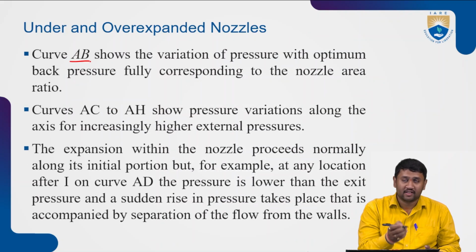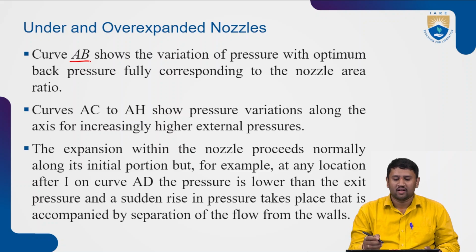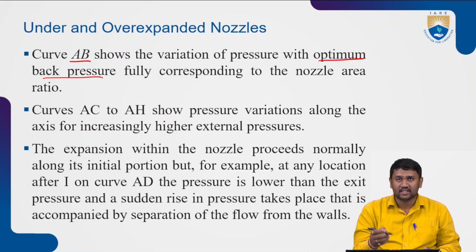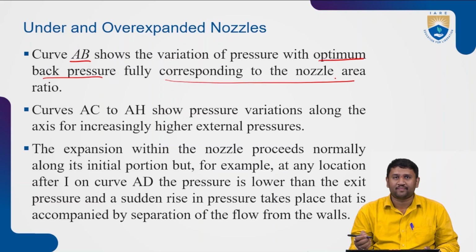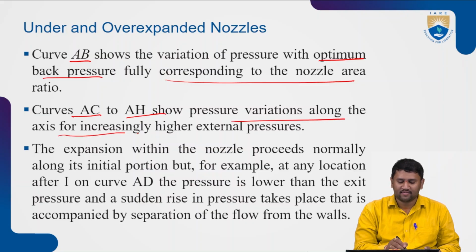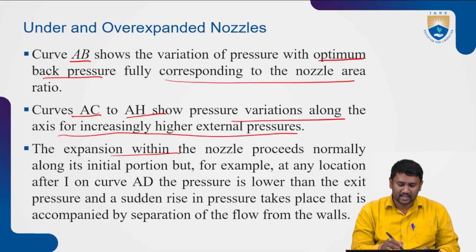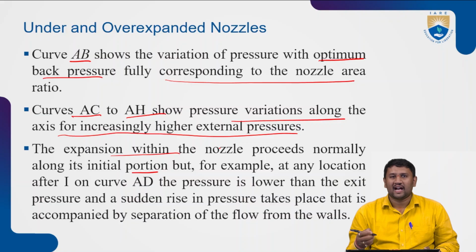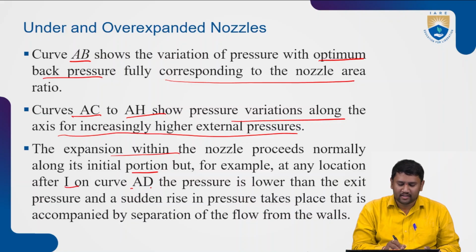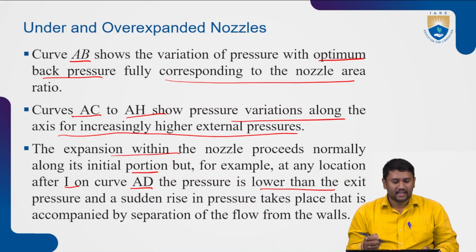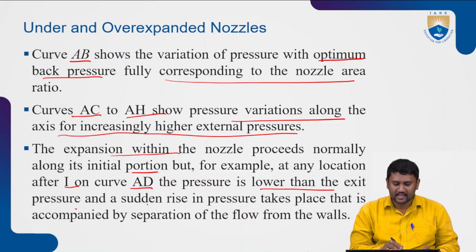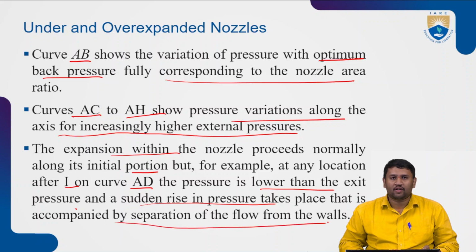Now, the curve which we have discussed earlier shows the pressure variation with an optimum back pressure, which fully corresponds to the nozzle area ratio, and the curves AC to AH show the pressure variations along the axis for increasingly higher external pressures. The expansion within the nozzle proceeds normally after its initial portion, that is, till the throat. But at any location after I on the curve AD, the pressure is lower than the exit pressure, and a sudden rise in pressure takes place, accompanied by separation of flow from the walls.